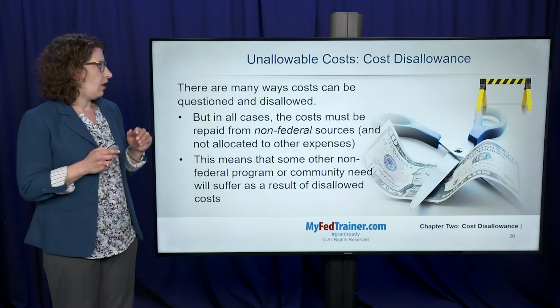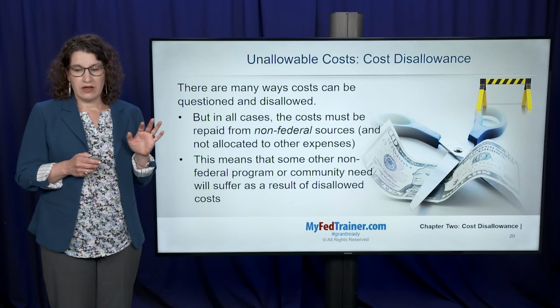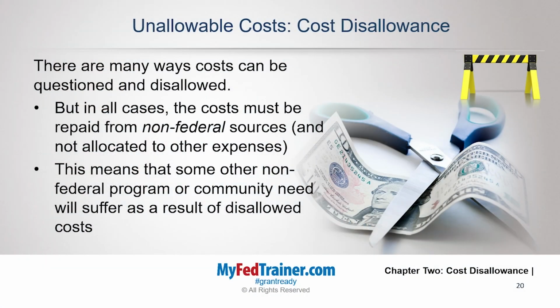So the unallowable costs, so cost disallowance. There are many ways that costs can be disallowed. So here's just some examples. In all cases, the cost must be repaid from non-federal sources. So we mentioned this before, and this actually happened in a real-life situation.